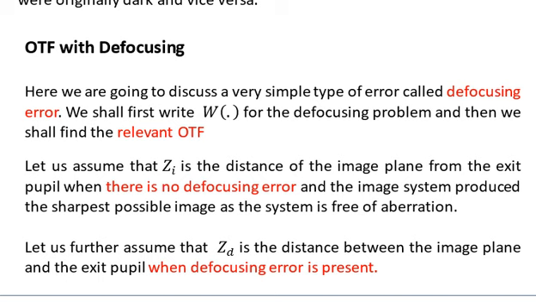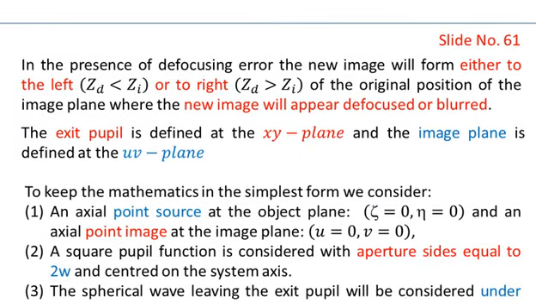Now, let's further assume that Zd is the distance between the image plane and the exit pupil when the defocusing error is present. So we have defined two Z values, Zi and Zd, corresponding to the sharply focused image and corresponding to the defocused image. In the presence of defocusing error, the new image will form either to the left side, for which Zd is less than Zi, or to the right side, that is Zd is greater than Zi, of the original position of the image plane, where the new image will appear defocused or blurred.